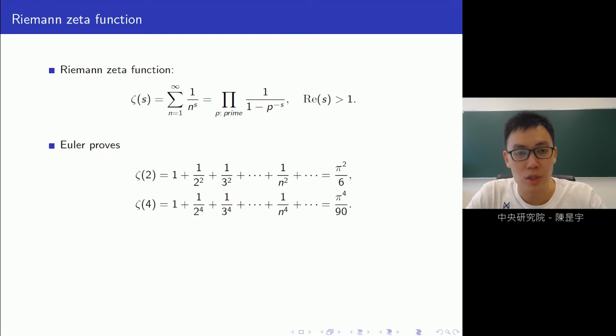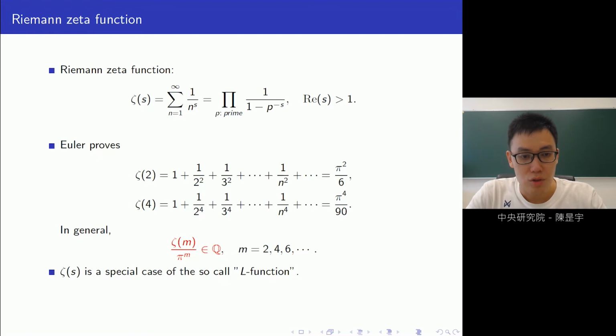Euler computed the Riemann zeta function at zeta 2, and it is equal to pi squared over 6. He also computed zeta 4, and so on. He showed that actually zeta n, when you divide by pi to the n, is a rational number for all positive even integers n. And this zeta function is a special case of the so-called L function.